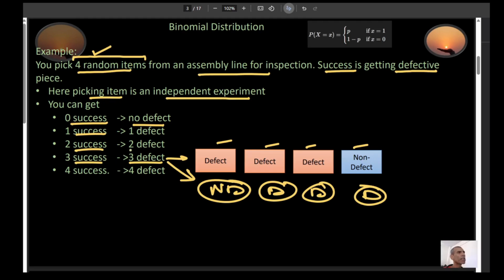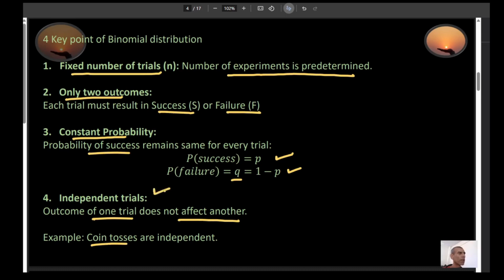Also, in this case right here, when you're picking up these defective pieces, the probability of you picking a defective piece in the first one has no effect. It will not influence the probability of picking a defect in the second piece. So each one of these trials is independent of the others. That's what we mean by independent trials.